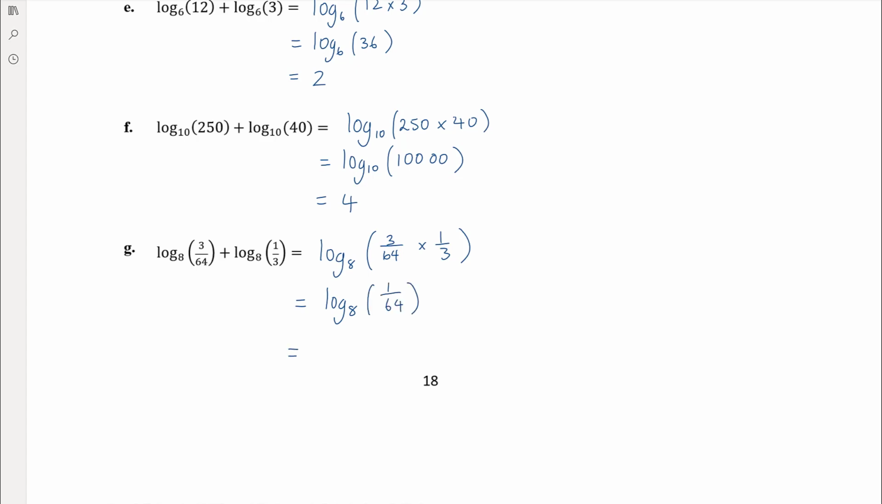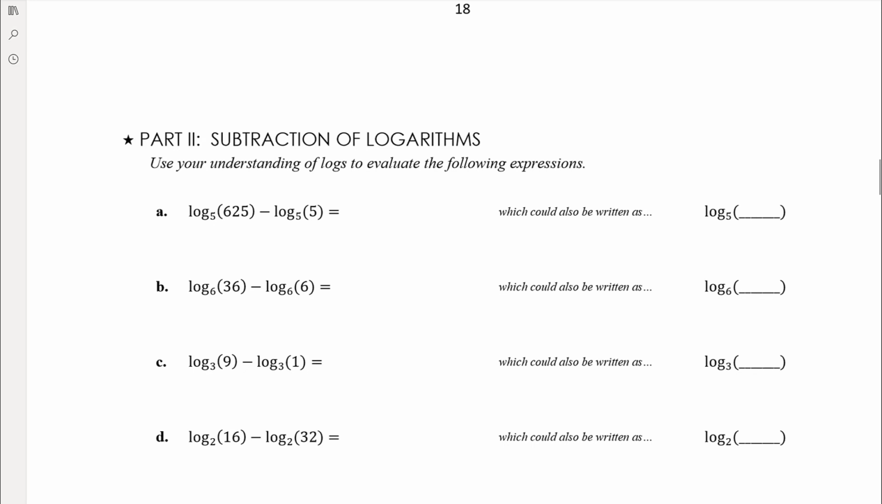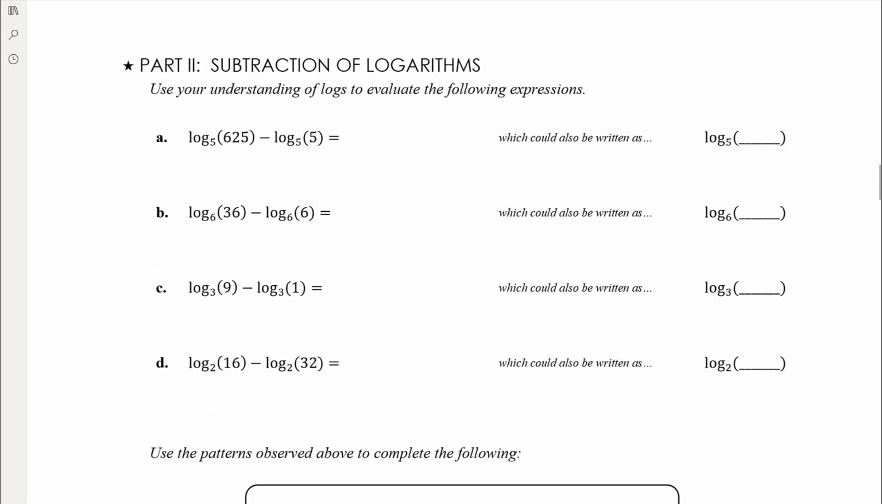And 1 on 64 is 8 to the power of negative 2, 1 on 8 squared, and so therefore this is equal to negative 2. So when we're adding two logs, we can combine them together to a single log using multiplication. Okay, let's have a look at subtraction of logarithms.